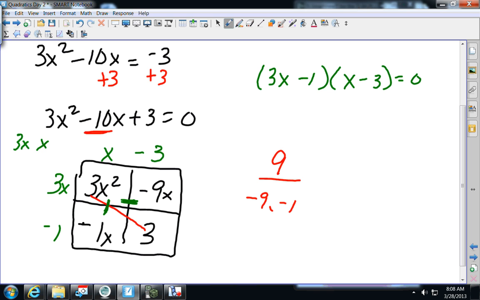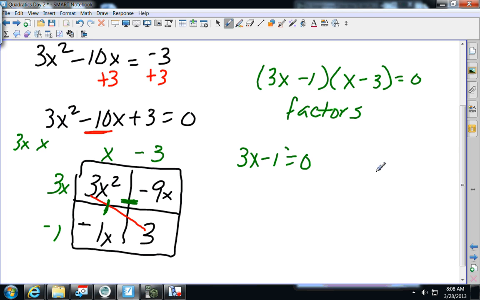Guys, these are my factors. These are not my zeros or my roots. Yes, you can. The question was, can I do GCFs up and down in each box to find your numbers? And yes, you can. So now to find your zeros, I take 3x minus 1, set it equal to 0.